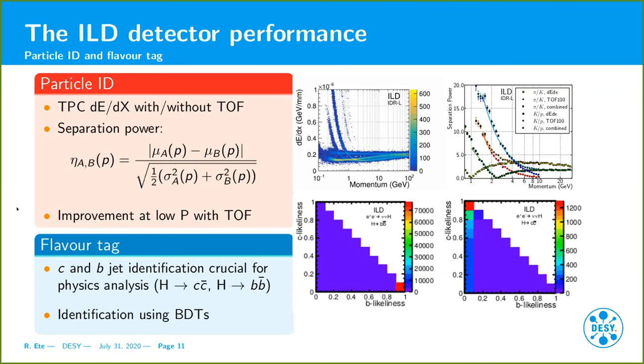For the flavor tag, it's very crucial for some analyses, namely Higgs to CC bar and BB bar. This is what you have on the left here. BB bar on the left and CC bar on the right. And we use BDTs there. And as you can see, we have very nice likeness for B's and C's, depending on what you study there. So very nice efficiencies.